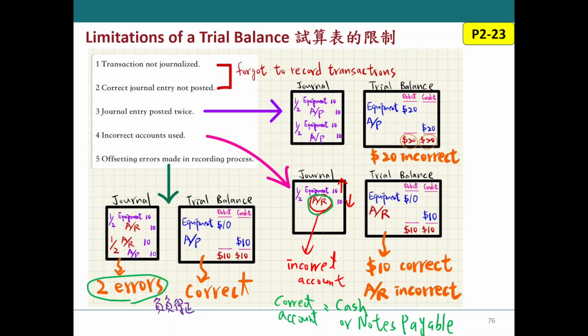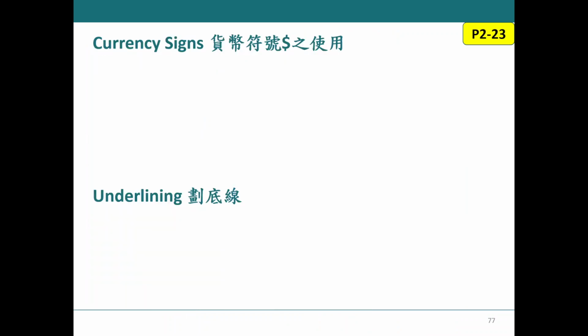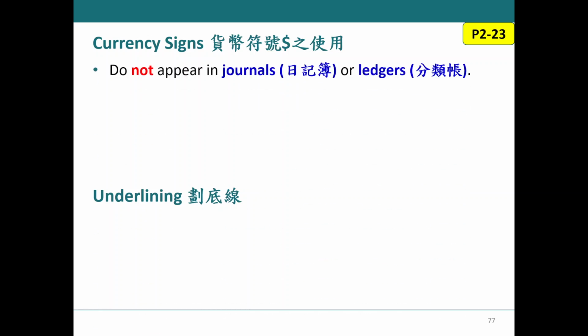When you write down some transactions, we give you the format. The format just want to make it look clear. Okay, so one is about dollar sign. When we use the dollar sign, currency sign, for your first book, second book, you don't need it. So for your first book, journal, second book, ledger T account, you don't need dollar sign.